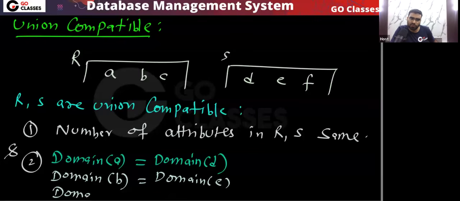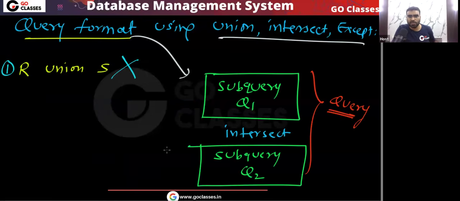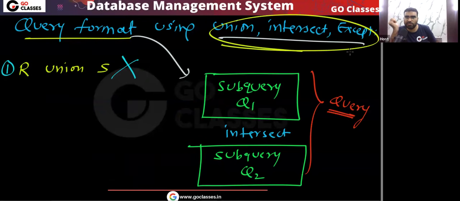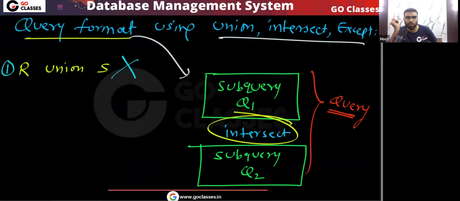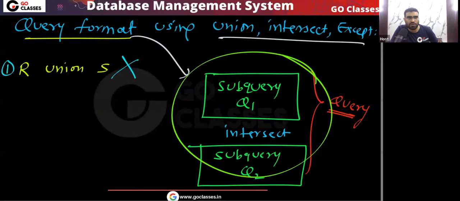And domain of C must be the same as domain of F. Okay, so this is the union compatibility definition. Is this clear? So very simple thing. The query format using these keywords, union, intersect, except, this is the query format. There will be subquery q1, there will be subquery q2, and here you will have the keyword intersect or union or except. So remember, this will be the query format.